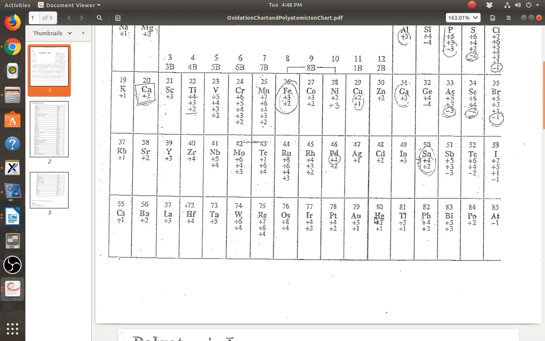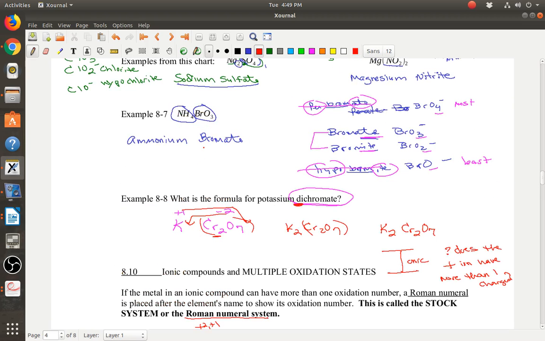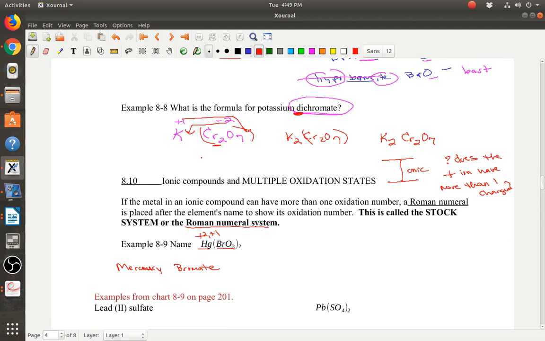So yes, the first atom that's positive has more than one charge possibility. It's ionic because it's a metal. So it could be a +2 or a +1. This is bromate. And I looked up here. We used bromate a few minutes ago. Right there. Bromate has a -1 charge.